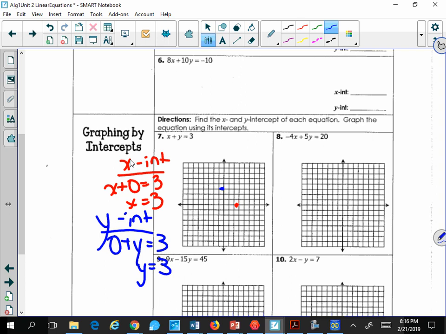And then my graph is, I'm just connecting those dots. And that's it. So that's pretty much the same as what you did before on that previous page. We're just adding that little bit of extra step of putting the graph in there.